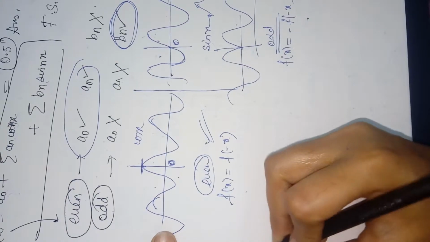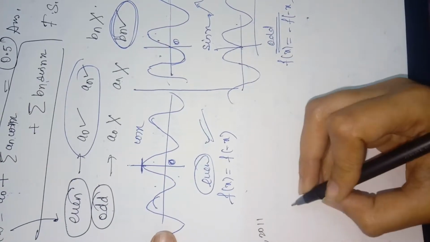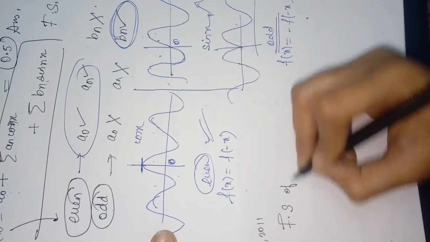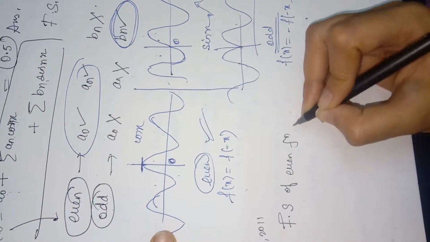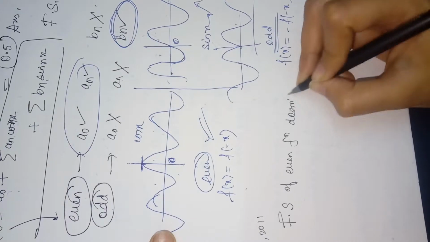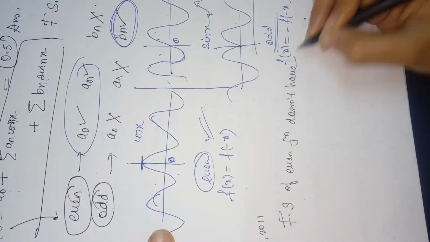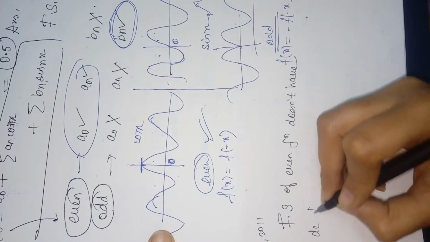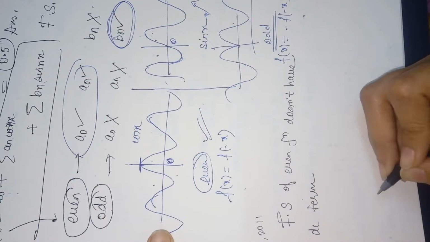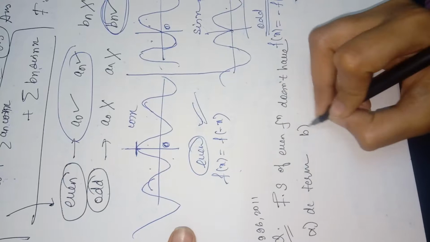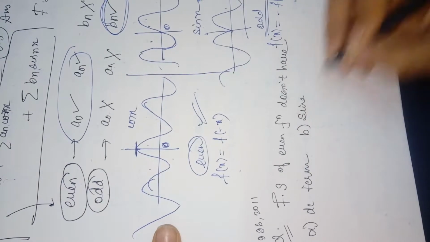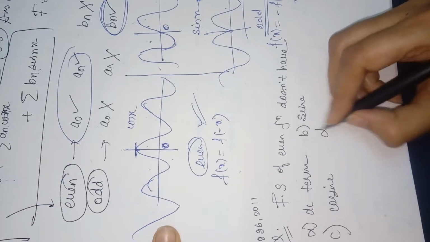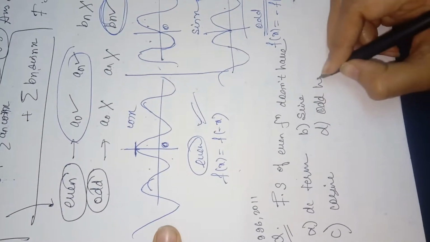It was asked in 1996 and 2011 in GATE. Fourier series, I am writing FS in short, of an even function does not have, this was the question. Now the options are: DC term, this was the first option. The next option was sine, the third option was cosine, and the last option was odd harmonics.